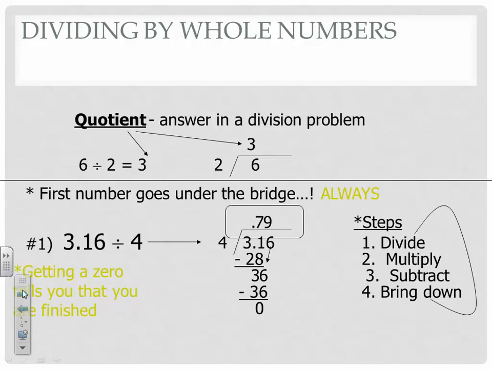And here's your note telling you that. Let me get this out of the way. Getting a 0 tells you that you're finished. That's the only thing that tells you you're finished, is this goose egg here at the end. Very important.